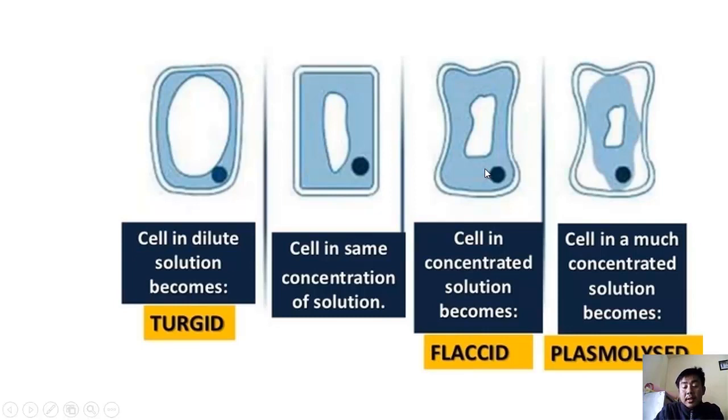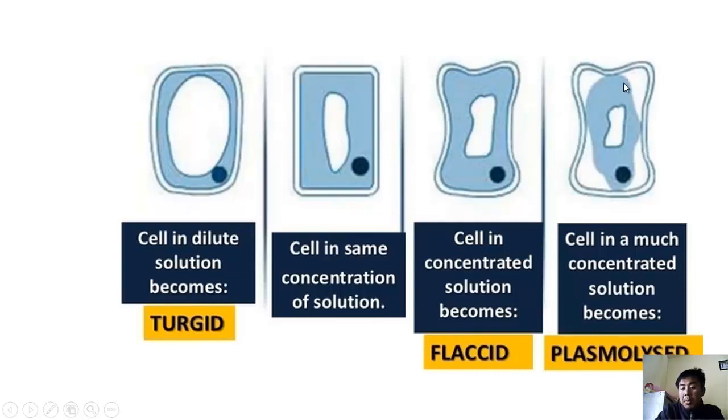Now if you place this flaccid cell inside a more hypertonic solution, or a solution containing very minimal water, the cell will further shrink. The cell will become further smaller. Such a condition is called plasmolysed.